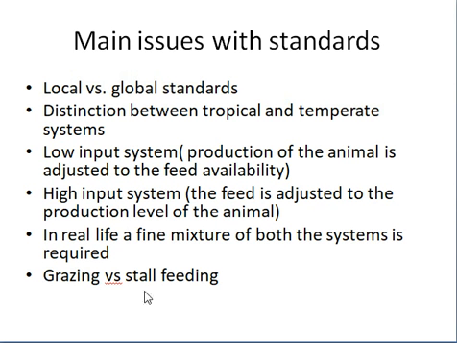Another issue is grazing versus stall feeding. Animals may be grazing, or animals may be stall fed. In both these scenarios, when the animal is grazing, it is very hard to define its requirement or its actual intake. So that becomes another issue with these standards. So we need to apply these standards very carefully, and the best approach is to develop our own standards, keeping in view the requirements of our own breeds and our own locally available feedstuffs.